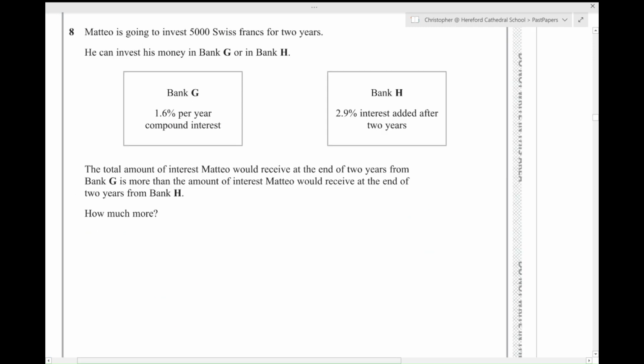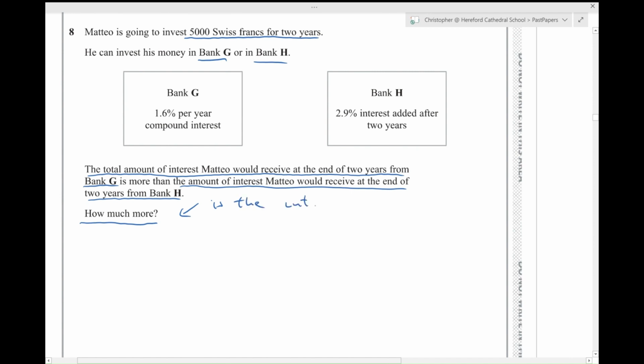Question 8. Matteo is going to invest 5,000 Swiss francs for 2 years. He can invest his money in Bank G or Bank H. The total amount of interest he would receive at the end of the 2 years from Bank G is more than the amount of interest he'd receive at the end of 2 years from Bank H. It's asking how much more the interest is. So we might need to be careful here.